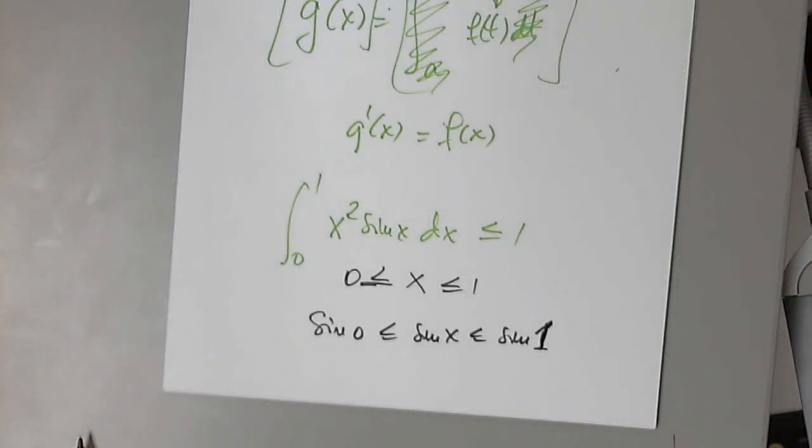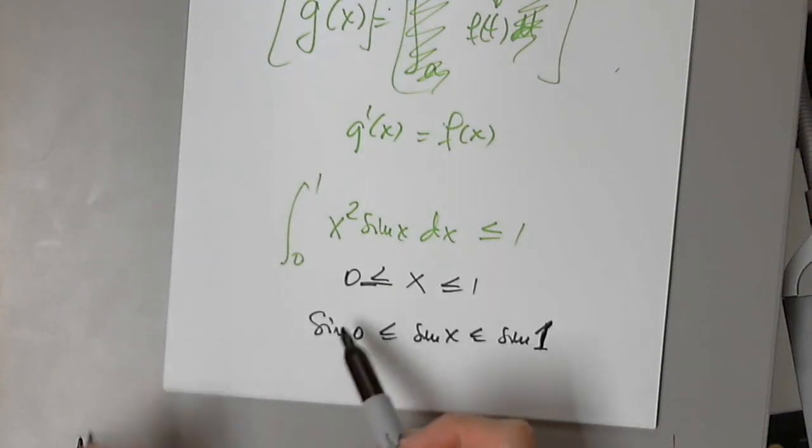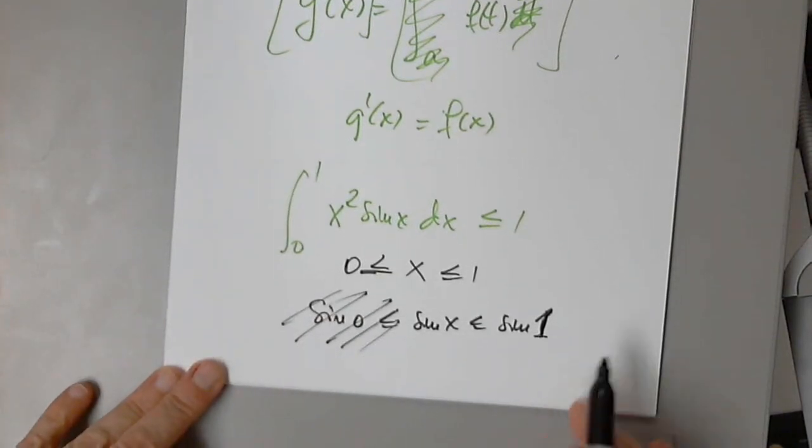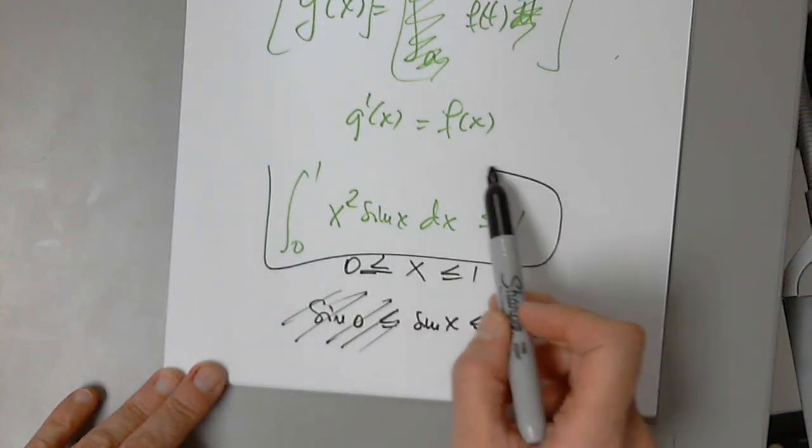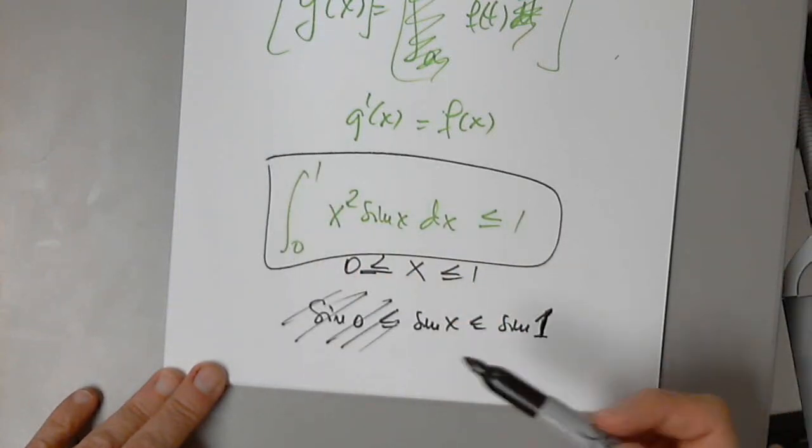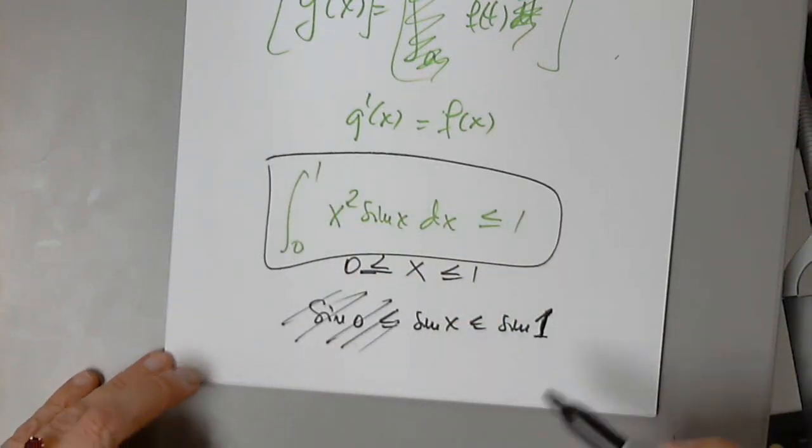For cosine, yes, cosine is decreasing between 0 and pi over 2. But here, pi over 2 is more than 1, so between 0 and 1, the sine is increasing. Between 0 and pi over 2, sine is increasing. So I can keep the inequality symbol as is. I don't care for the side, because the inequality has only 2 sides, not 3. So I can drop that. What should I do next?